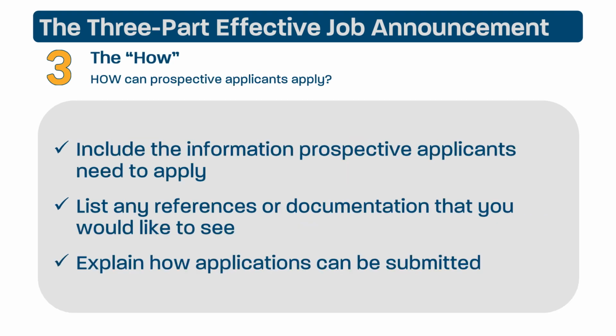Part 3. The how. This section is mostly logistical, but information here sets expectations on both sides and avoids any surprises later. This outlines all the information you would like to see as part of their application and how they will put it together and submit it to you. If you are thoughtful and proactive here about what information you would like to see, it will help down the line when you are making decisions about applicants.